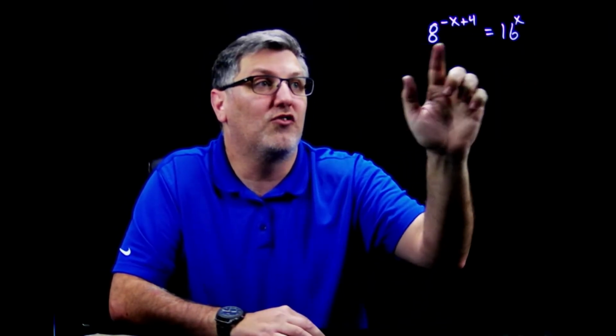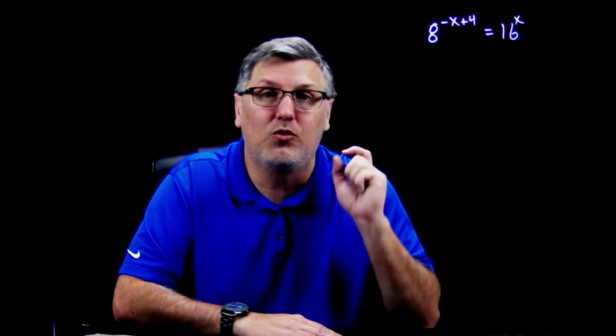But now I've got a problem here where it says 8 to the power of negative x plus 4 equals 16 to the power of x. And if we notice, this 8 and the 16 are not the same. So we cannot just immediately take this negative x plus 4 equals x and solve it, because these numbers are not the same. For it to be equal, those numbers are going to have to be equal. Then we can do that trick by setting the exponents equal to each other.